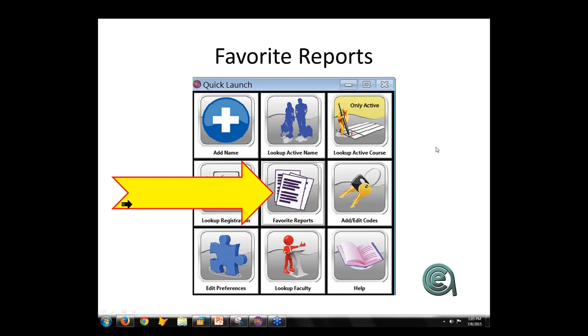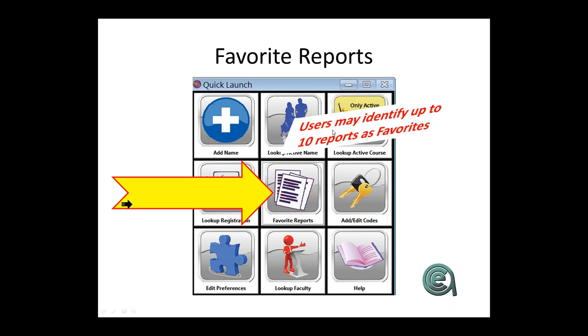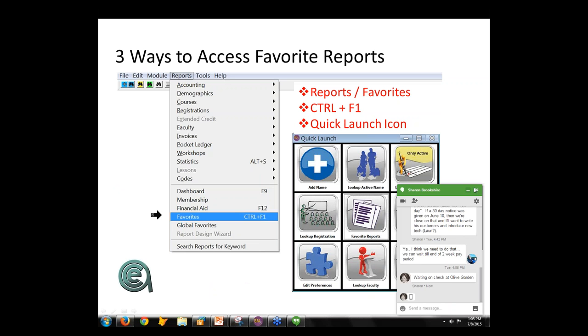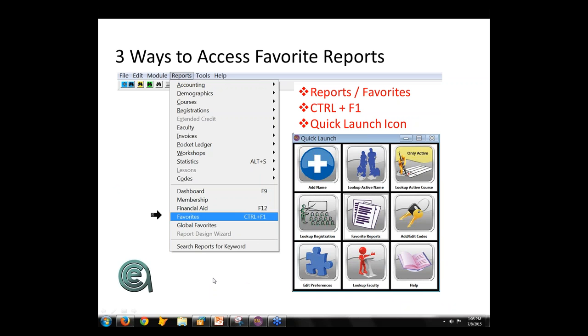There are two areas of favorite reports. Personal favorite reports: the middle launch bar is right in the center, favorite reports. Each individual user in your system can have up to 10 different reports. You can have a different report for each different user as their favorites. There are multiple ways to get there. Number one, if you have the quick launch screen up, there's a big button right in the center. Number two, you have a shortcut to it. I still love shortcut keys. And number three, you can go to Reports, down to Favorites. That will get you the reports in the system.